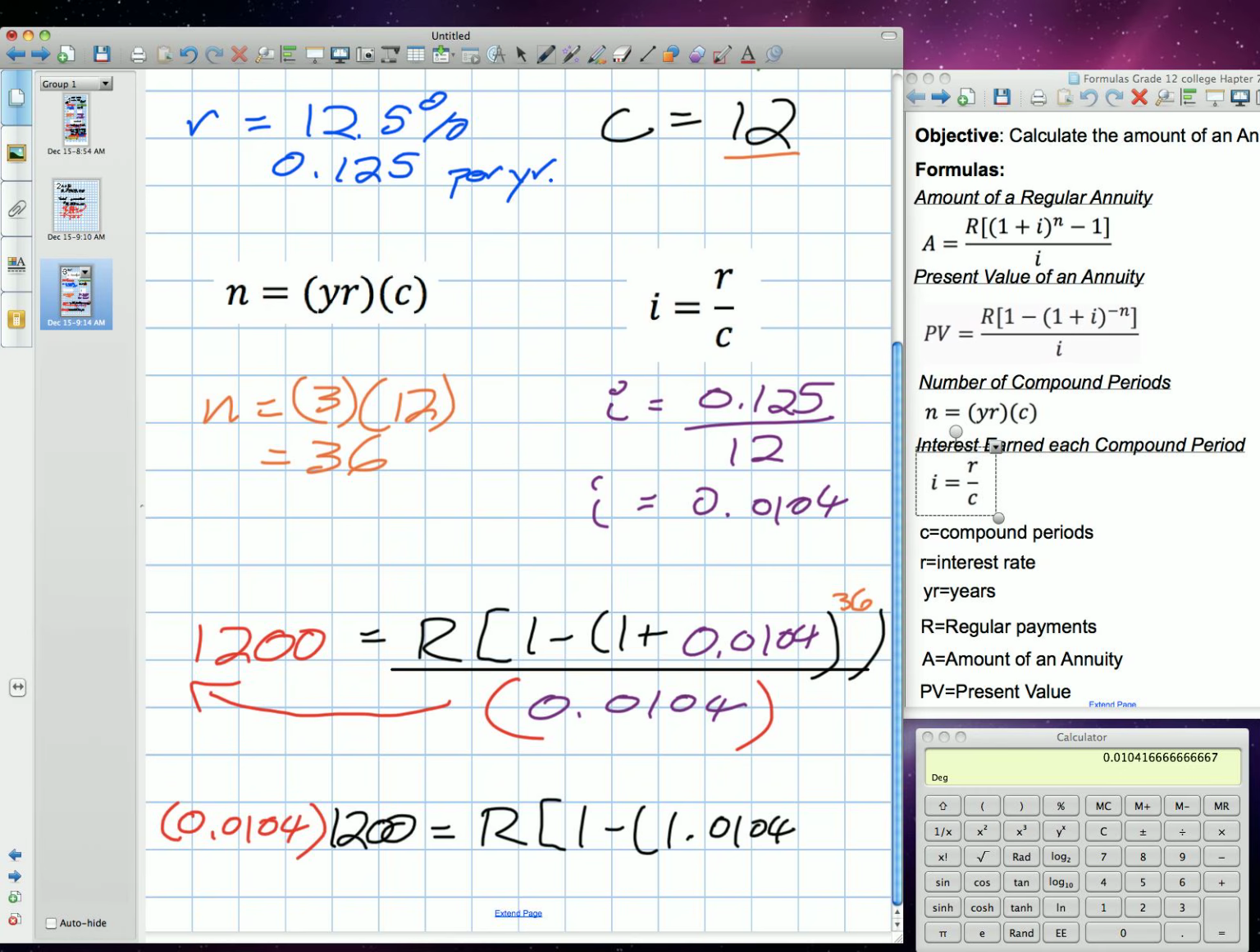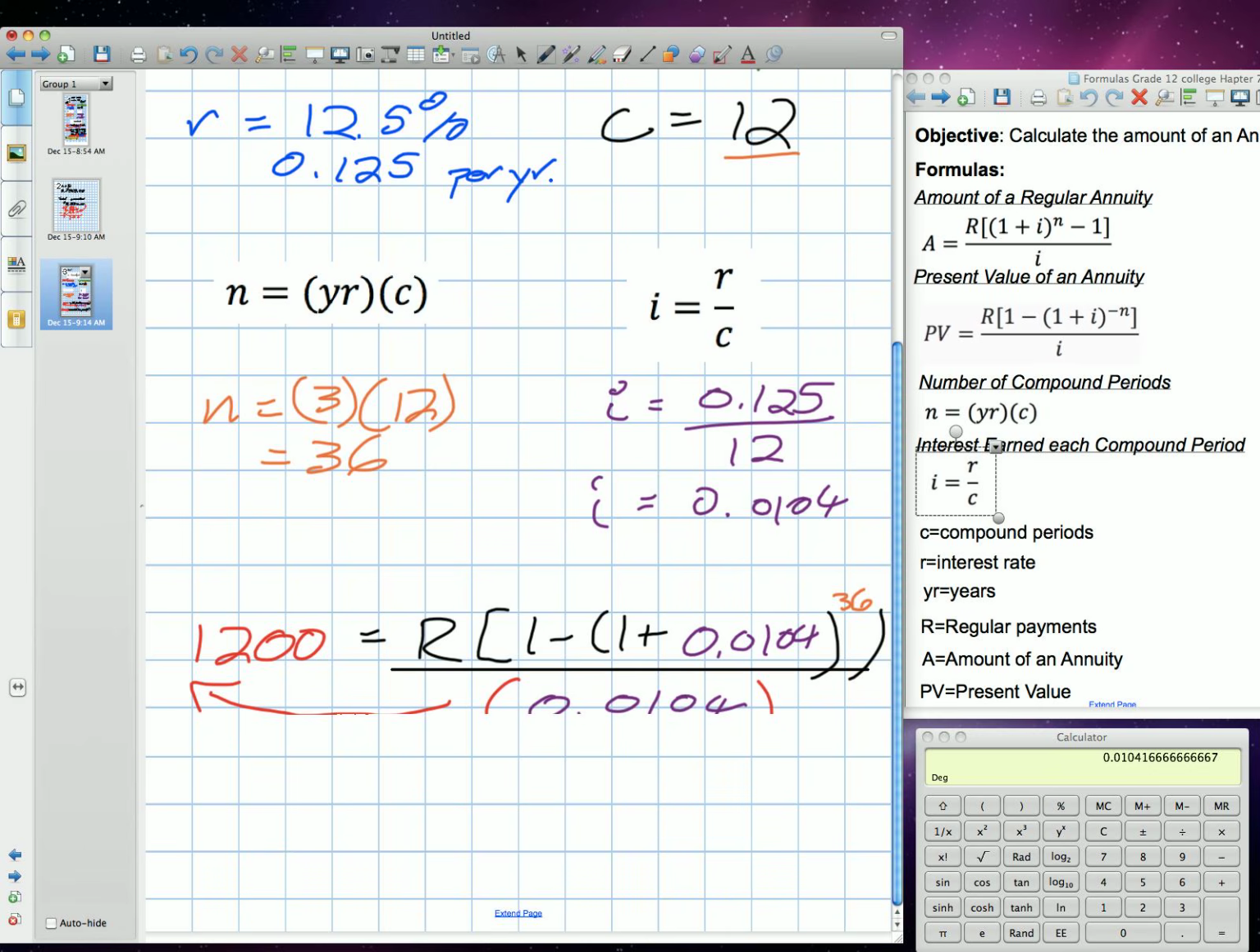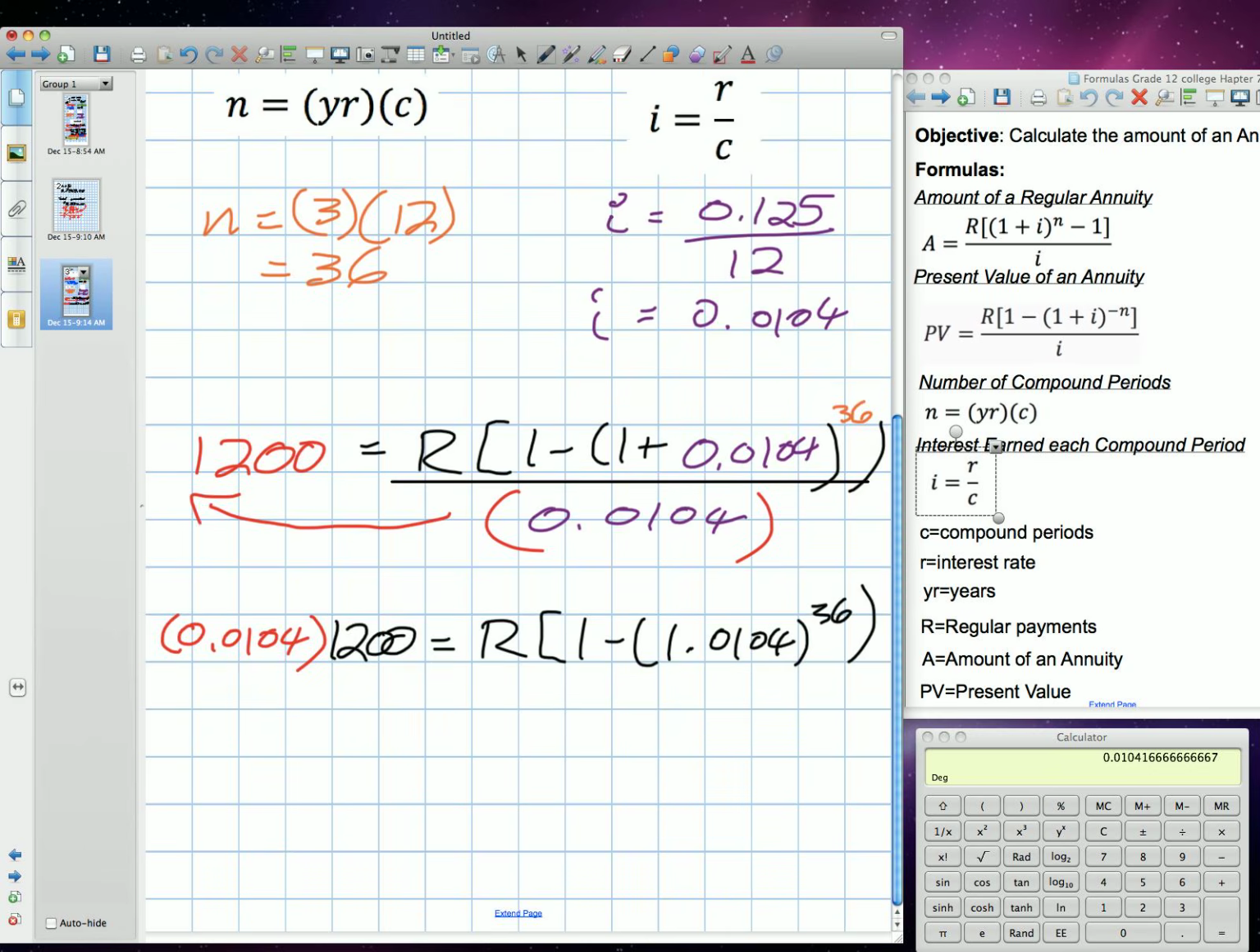We're going to calculate our side here. We get 0.0104 multiplied by 1,200, which is 12,000. What is it? Sorry? No, it's 12.48. Am I right? Can no one read that? Thank you.